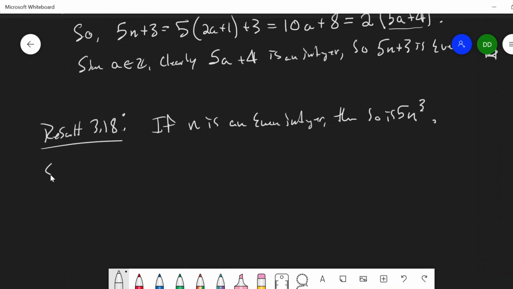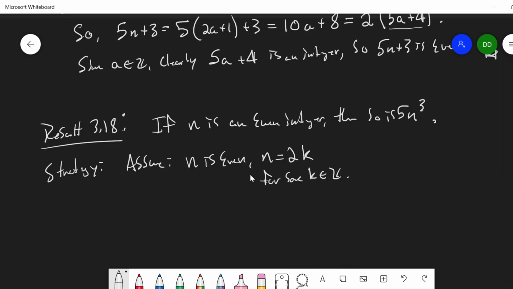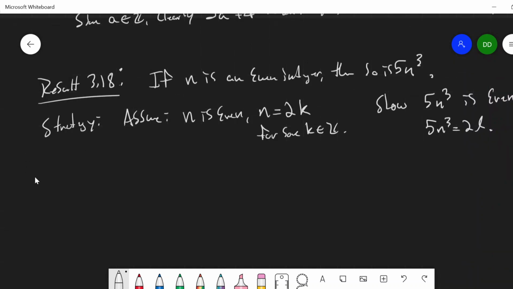So again, let's talk strategy. My assumption is going to be that n is even, and so n must be equal to 2k for some integer k. That's what it means to be even. And then I'm going to show that 5n cubed is also even. So I'm going to write it as twice some other integer. 5n cubed equals twice some other integer. I'll call it L. So I want to show this and assume this.